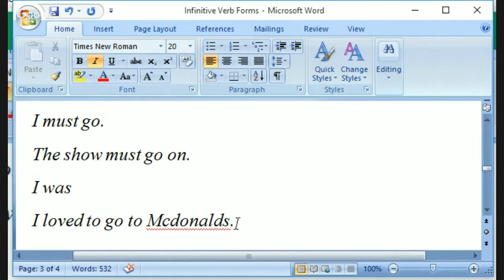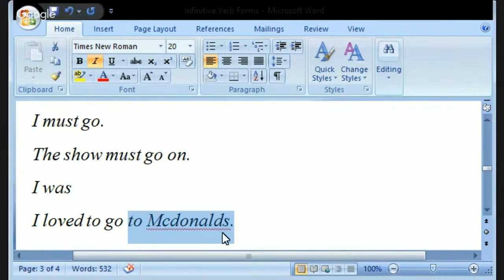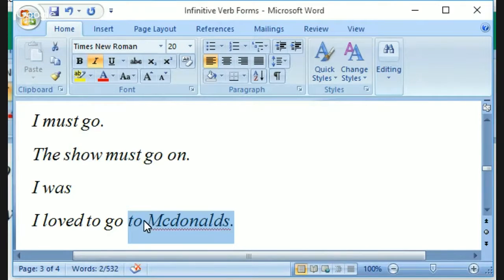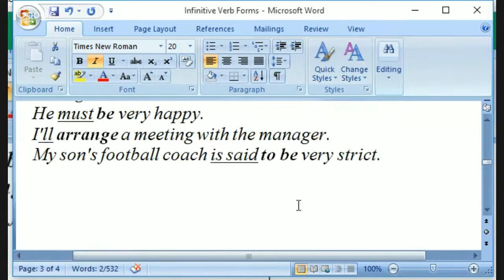Now, to McDonald's is a prepositional phrase. Here, to is considered to be a preposition with a prepositional phrase to show place. To go is an infinitive, right? So that's different. Okay, to with a verb. If we have to with a noun, that's a prepositional phrase. It's that simple. To with a verb is an infinitive.